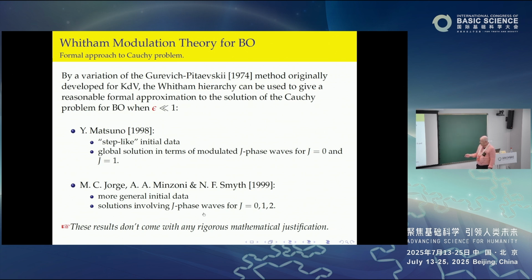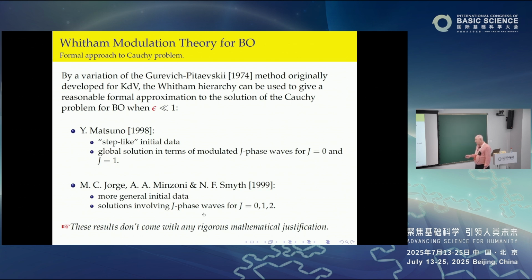And so in 1998, Matsuno wrote a paper studying this kind of Gurevich-Pitaevsky problem for the Benjamin-Ono equation. He took step-like initial data, and he found that the global solution could be described by these J-phase waves, where J is either 0 or 1. So that's like the simplest case.